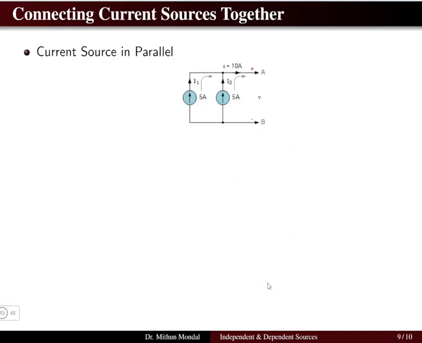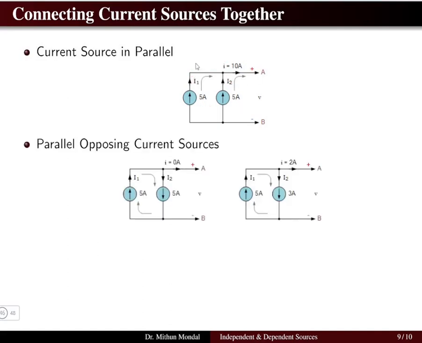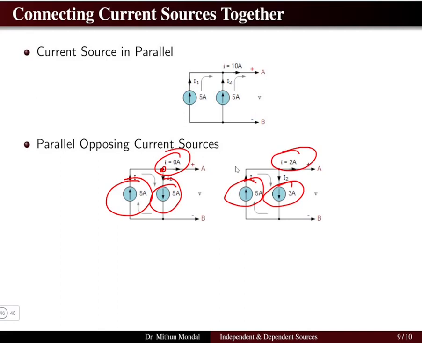Similarly, when we connect current sources in parallel, the currents can be of equal magnitude or different magnitude. We can see in this network we have a 5 ampere current source, and both are adding here to give 10 ampere at the output. Now it can be additive or it can be subtractive. Here we can see that of the 5 ampere current sources, one is entering the circuit and one is leaving the circuit. So obviously at the junction point the net current will be 0. Here we can see that 5 ampere is entering the node and 3 ampere is leaving, so the current leaving the node will be 2 ampere.